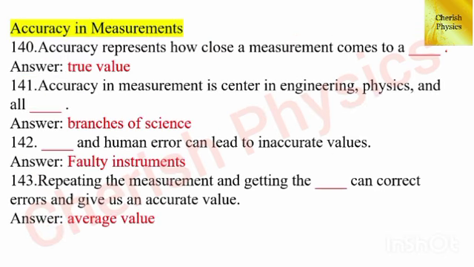Next topic, accuracy. Accuracy represents how close a measurement comes to a true value. Accuracy in measurement is central in engineering, physics and all branches of science. Faulty instruments and human error can lead to inaccurate values. Repeating the measurement and getting the average value can correct errors and give us an accurate value.